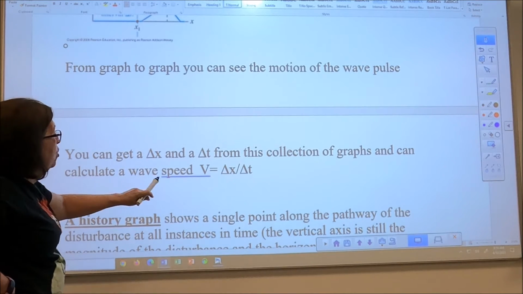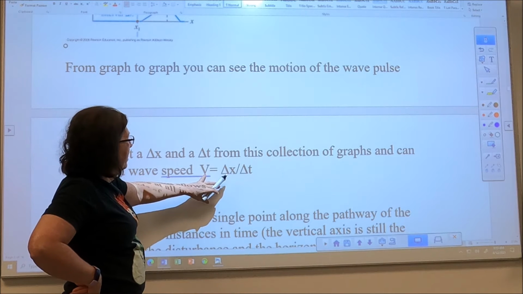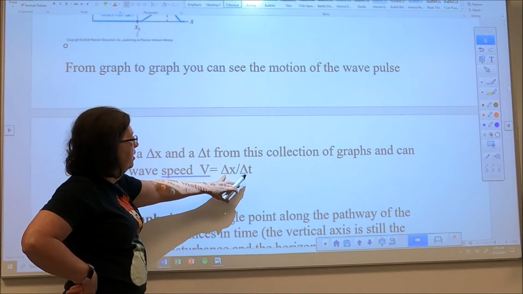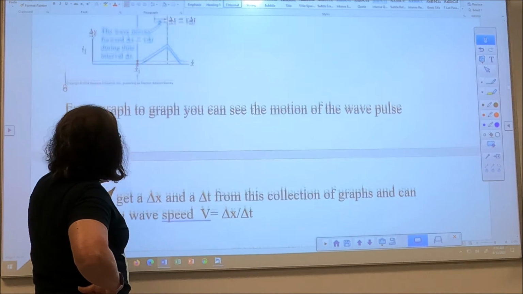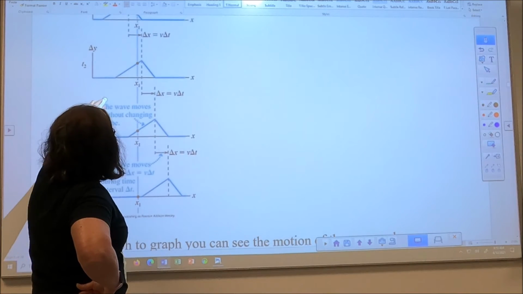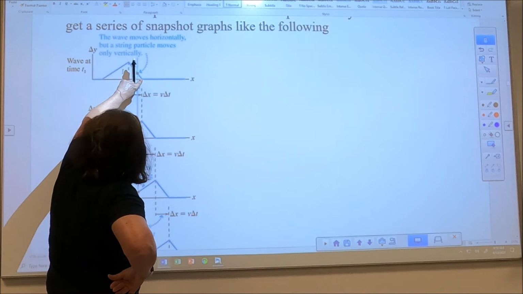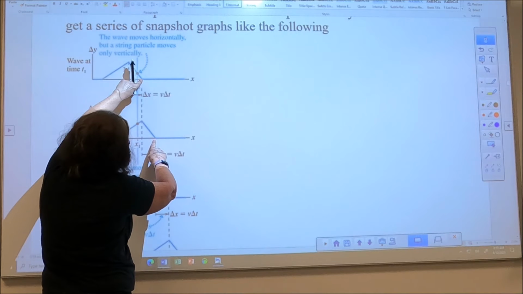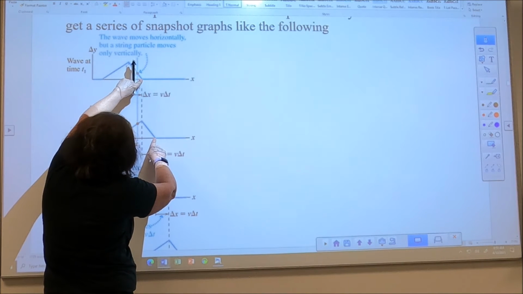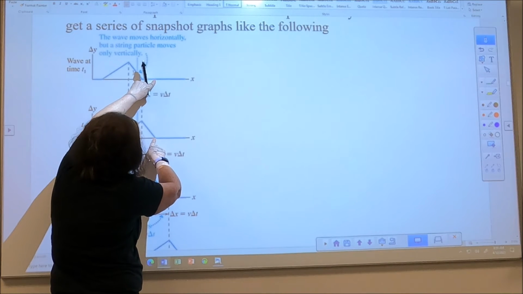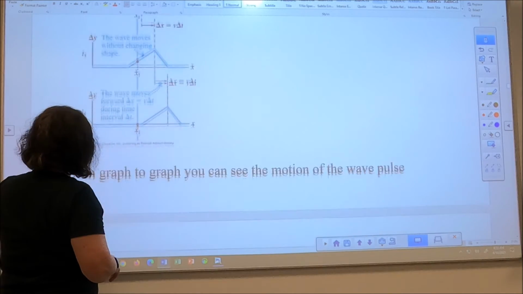Now, if you look at two of these snapshot graphs, the velocity is going to be equal to delta x divided by delta t. So if I were to look at this position, the leading edge, and then look where the leading edge was in our next snapshot graph, the difference in position would be my delta x, and the difference in time would be my delta t.